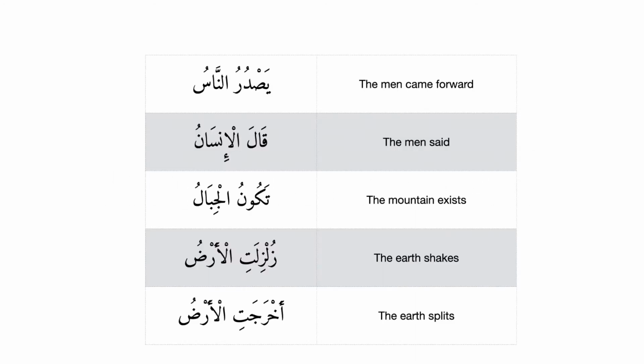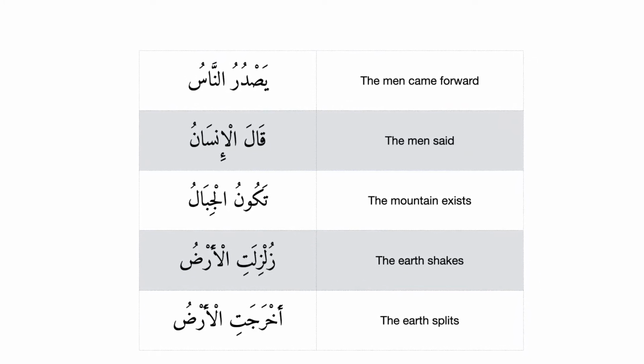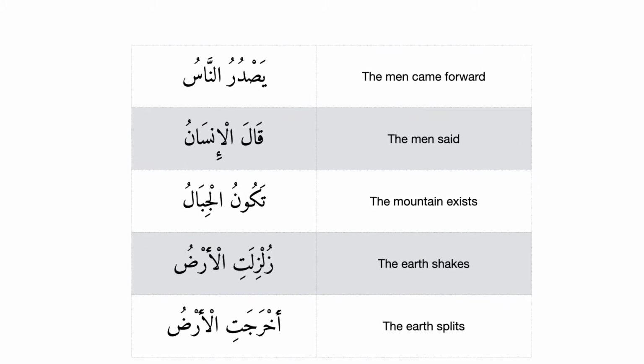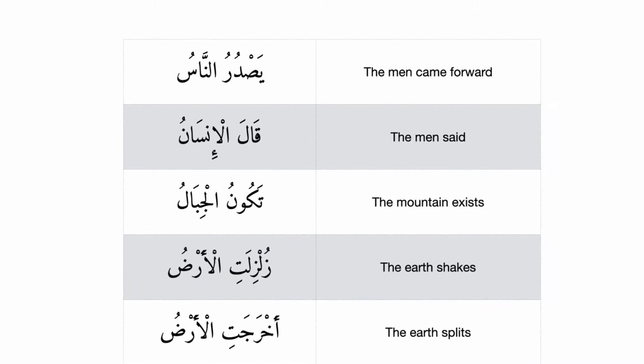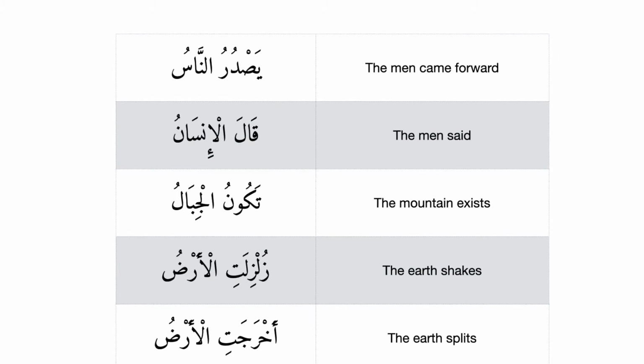Let's see more examples on noun as the subject of the verb. يصدر الناس, the men came forward. قال الإنسان, the man said. تكون الجبال, the mountains exist. زلزلت الأرض, the earth shakes. أخرجت الأرض, the earth splits.